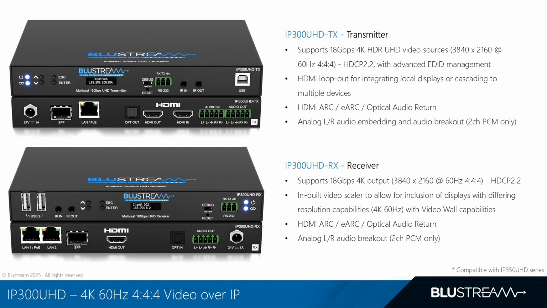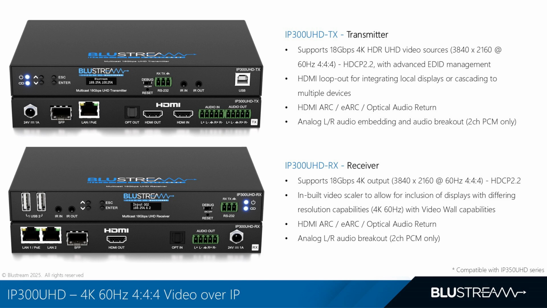As I mentioned, the IP300 UHD series delivers a truly full-featured AV over IP solution, giving integrators the power to distribute 18 gigabits, full 4K 4:4:4 content over a 1 gigabit network. That means you can now integrate premium 4K video sources without compromising bandwidth, infrastructure, or signal quality.